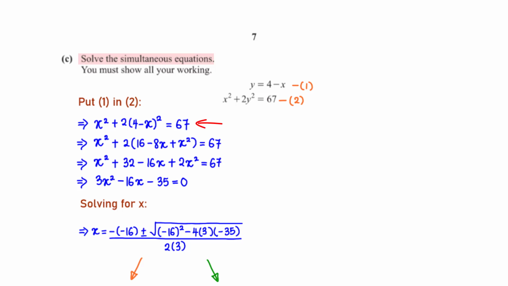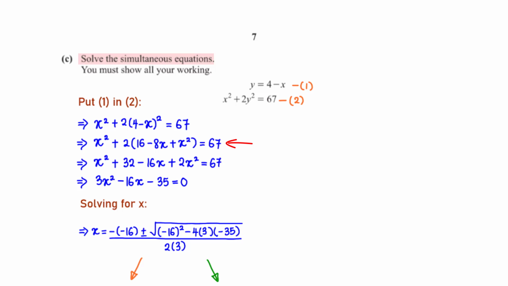To expand the square brackets, we square 4, which gives us 16. Then we multiply the elements in the bracket, 4 and negative x, giving us negative 4x. Then we multiply this by 2 to get negative 8x. Then we square negative x, all squared, which gives us positive x squared.